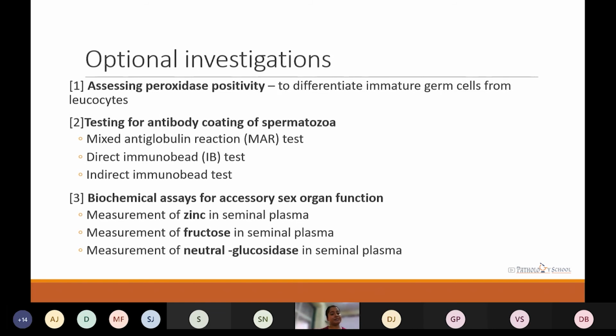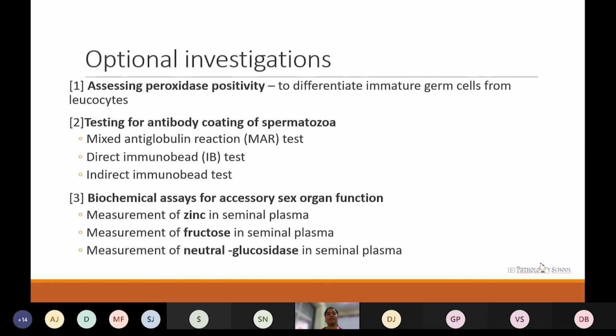Now, the first test, which is used for assessing the peroxidase positivity, why is it important? Because normally we see many round cells in the slide. These round cells can be either immature spermatids or they can be WBCs as well. So how do we differentiate them? There's a test which is known as the ENDS test, which is based on myeloperoxidase staining. It basically indicates the degree of leukocytospermia, that is the presence of WBCs in the semen sample. If the WBC count is more than 1 million per ml of semen, then it is considered as leukocytospermia, which indicates any kind of infection.